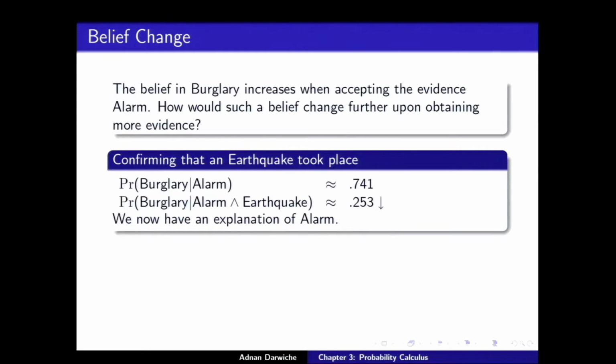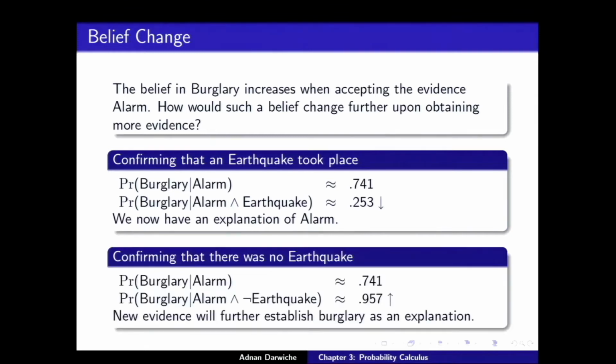Probability of burglary given alarm went up to around 74%, right? When we heard alarm, I came and said, by the way, there was an earthquake. What happened to the probability of burglary? We have now an alternate explanation, confirmed, of the alarm. Correct? Makes sense? Okay. What if I get the confirmation that there was no earthquake? What's going to happen in that case? We will go further up, indeed. And that's what happens in this case.